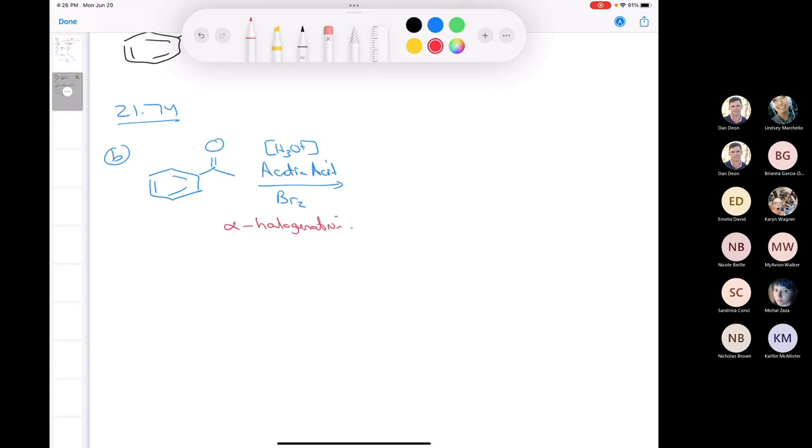And of course, in this case, it's going to be alpha bromination since we're using bromine. If the carbon adjacent to our carbonyl is the alpha carbon, that's where the bromine is going to go. So an alpha halogenation reaction. And the next one, let me just open my book here. It says aqueous sodium hydroxide at elevated temperature. So that's going to be an aldol condensation reaction because we're heating it.